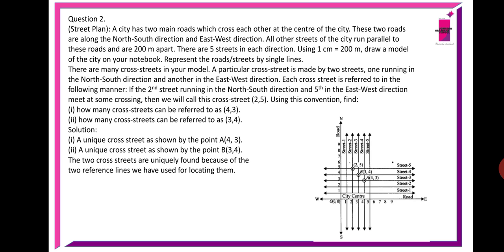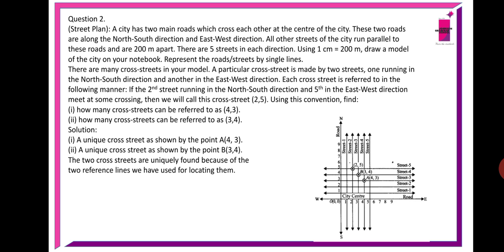So my dear students, this question is basically to understand the unique identity of a particular point. You can see the figure there: streets 1, 2, 3, 4 in the east-west direction, and in the north-south direction you can see 1, 2, 3, 4, 5 streets. First, if you take north-south, (2, 5) is one point located, then (3, 4), (4, 3). Any point will be unique in this.